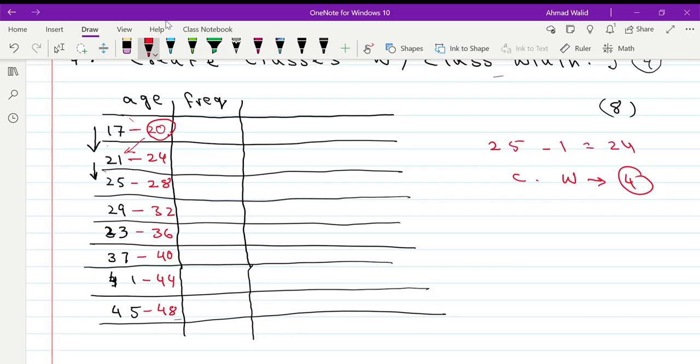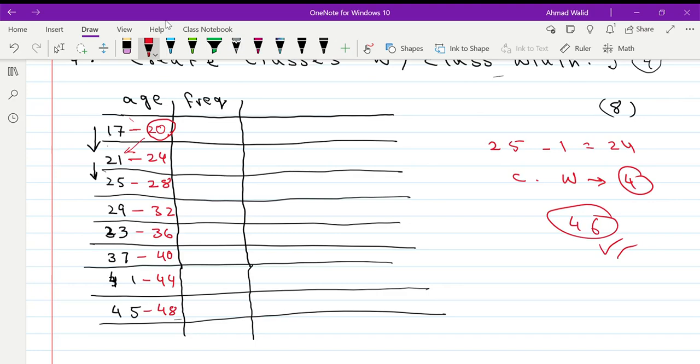Correct? You see the highest value in my class, I said someone has an age 46, and now the last class, which is 45 to 48, covers this number. Correct? This is how you create your table. This is how you create your table. It's the most important part of this topic, how to create classes.